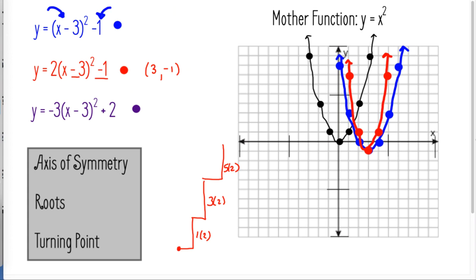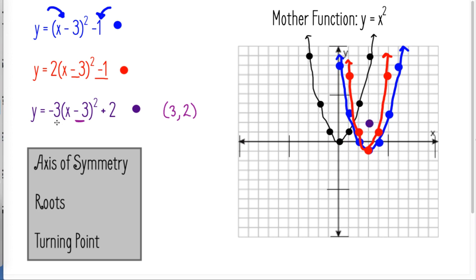All right, so mama has yet another child. Mama has baby purple. Baby purple's got a different vertex. Baby purple's vertex is 3. The opposite of 3, -3, is 3, and then its y value is 2. So this guy has got a vertex at 3, 2.